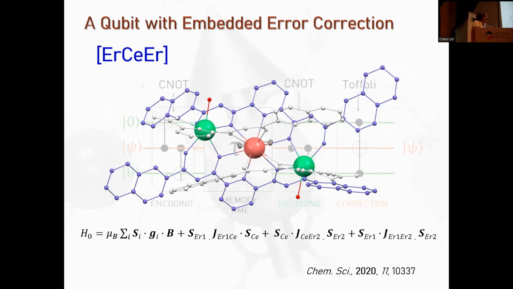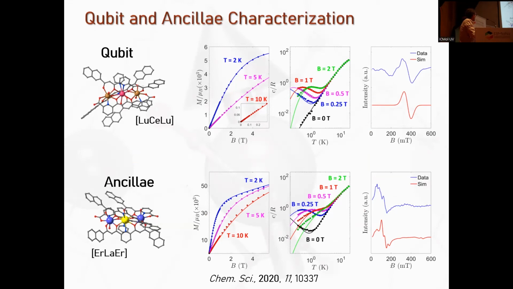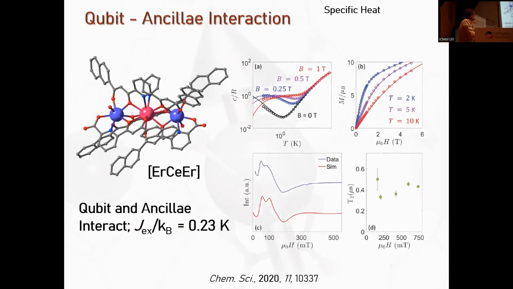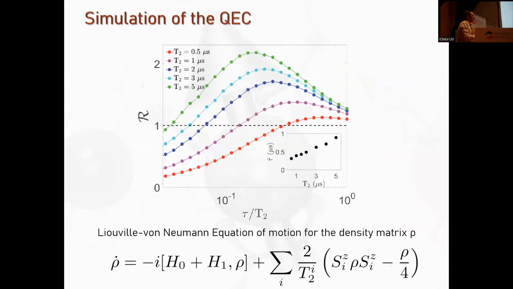I'm almost done. Let me just finish. We did that study by studying each qubit independently, because as before, we can have the molecules together with diamagnetic metals. So the cerium was studied with lutetium, which is diamagnetic. The erbium was studied with lanthanum, which is diamagnetic, so we could compare all the magnetic properties, compare them with the quantum gate itself, obtain the parameters, define the energy diagram, and see that we could do all these operations that are represented in the quantum error protocol.